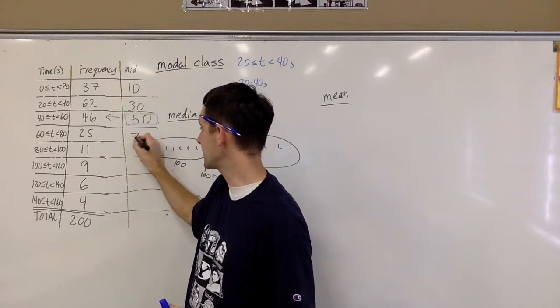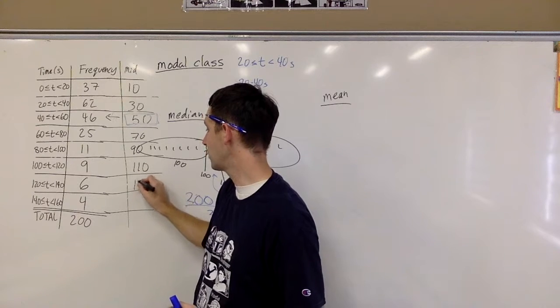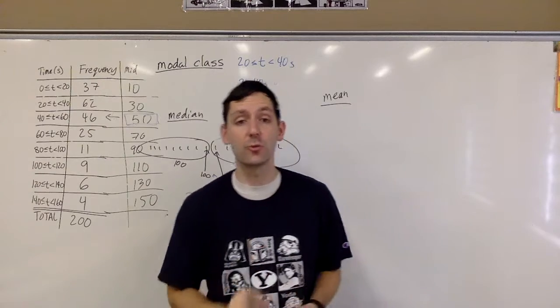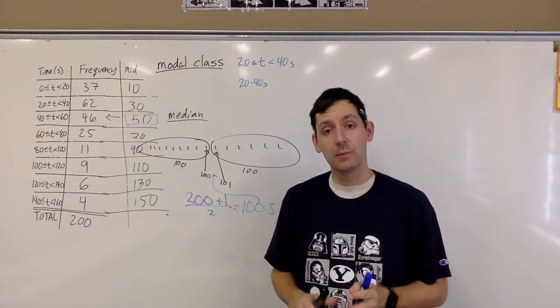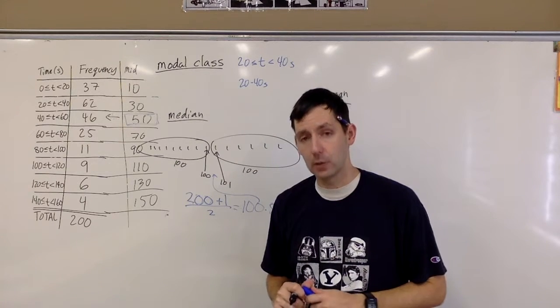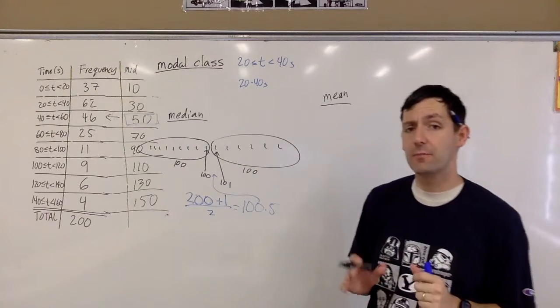This mid-range would be 70, this would be 90, this would be 110, this would be 130, and this would be 150. All right, go ahead and work those through by yourself. Make sure you're comfortable with coming up with those mid values because that's going to be important to us finding the mean, okay?